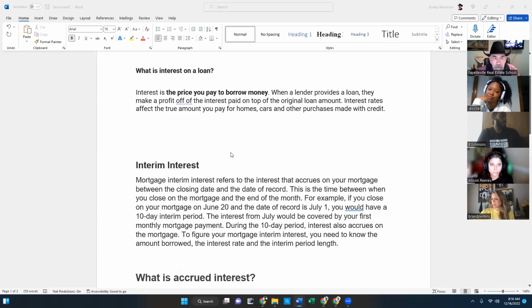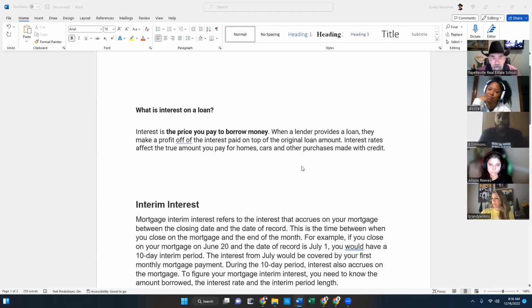Here on my screen, we have the internet definition of what interest is on a loan. I have some new real estate brokers here on the line with me. Interest is the price you pay to borrow money. As far as a loan is concerned, interest is the price you pay to the bank or lender to borrow money. When a lender provides a loan, they make a profit off the interest paid on top of the original loan amount. Interest rates affect the true amount you pay for homes, cars, and other purchases made with credit.